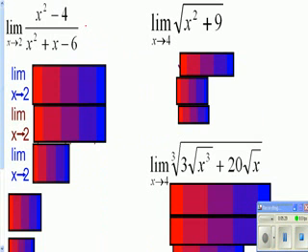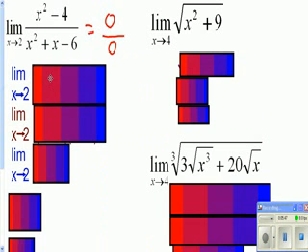So we're going to plug in 2. If you plug in 2 on the top, you get 4 minus 4 is 0. You plug in 2 on the bottom, you get 4 plus 2 minus 6, which is 0. You get 0 over 0. That's an indeterminate form. We can't evaluate it when it's like that, so that means you got more work to do.